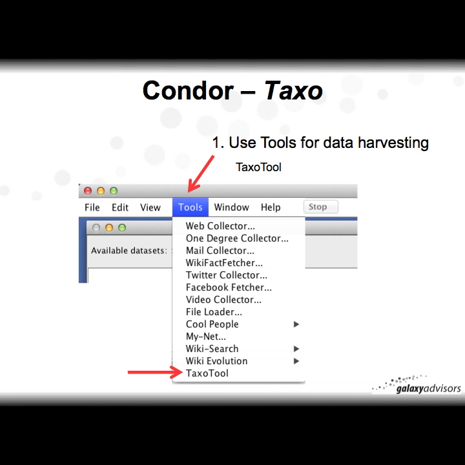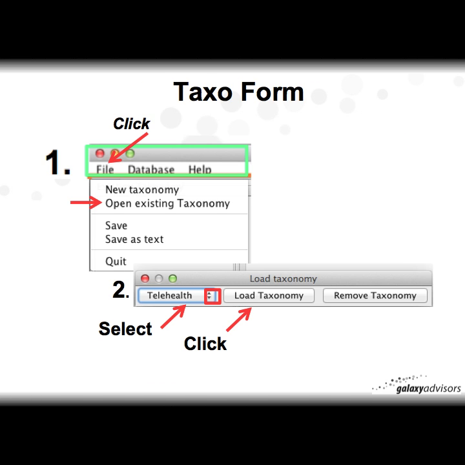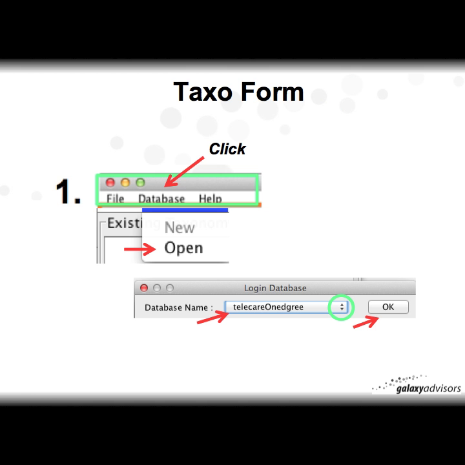So we're going to again use tools, click on Taxo tool, the form is going to come back up, and then we're going to click file, open existing taxonomy, and you should have Telehealth or something similar that you created, and then click load taxonomy. That will then load the taxonomy in that section 2 of the window. And now what we're going to do is extract the names. So before that, we're going to click database open, and we're going to go back to our telecare 1 degree as an example, and click OK.